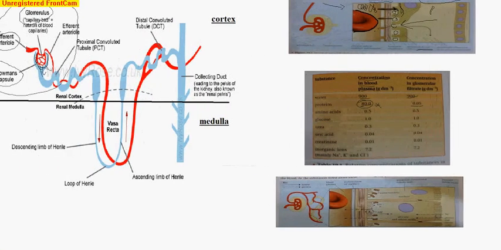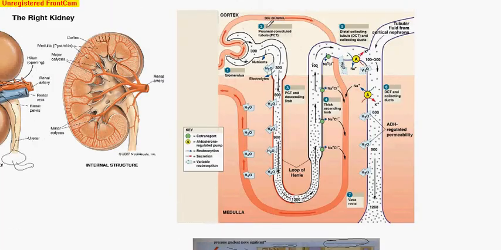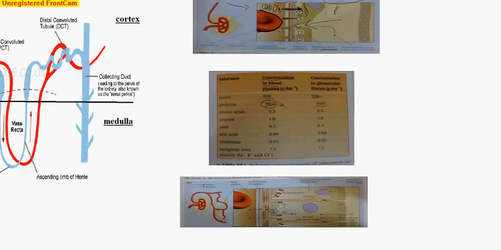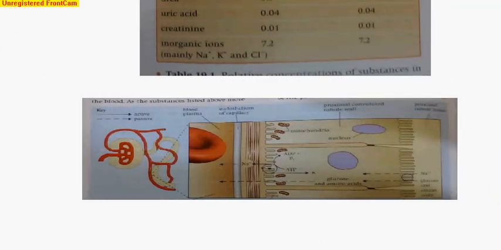We have this region over here. This one is the proximal convoluted tubule. This is the first region. Okay, this proximal convoluted tubule is this region over here. There is a very different kind of reabsorption taking place over here. So we have this special diagram which just elaborates the filtration at the proximal convoluted tubule.